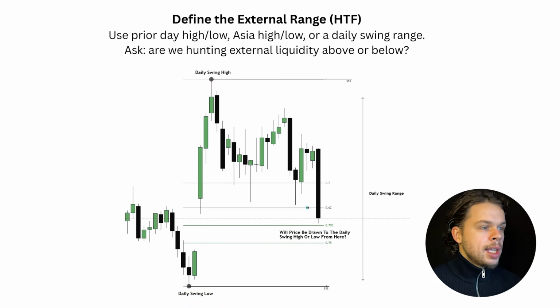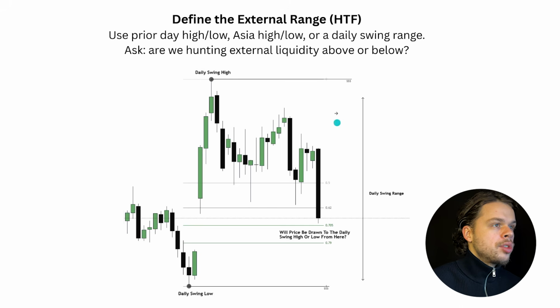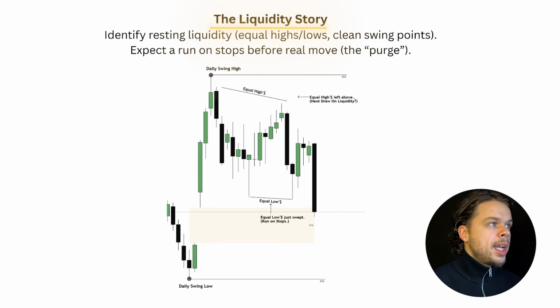So what you've now got to ask yourself is, where will price be drawn to from this level? Will it be drawn onto the upside to this daily swing high, or will it be more drawn to the daily swing low? The second rule is the liquidity story. We identify resting liquidity, equal highs or equal lows, or clean swing points, and we expect to run on stops before a real move begins, which is also known as the purge.